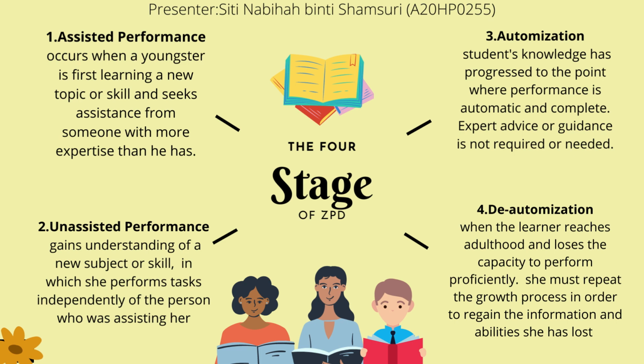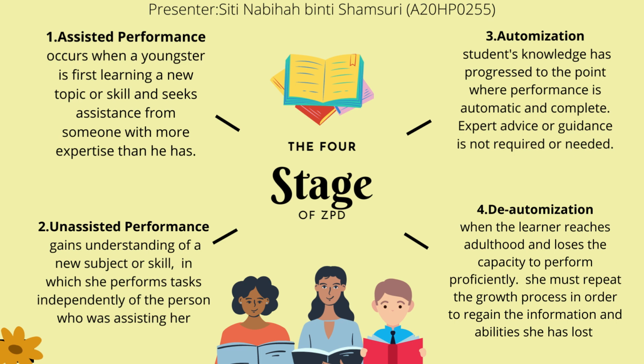The second stage is unassisted performance. As a child gains understanding of a new subject or skill, she progresses to the second stage in which she performs tasks independently. The third stage is automation. In the third stage, a student's knowledge has progressed to the point where performance is automatic and complete. Expert advice and guidance is not required.